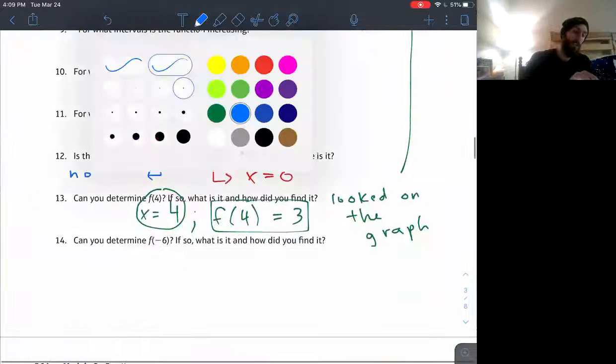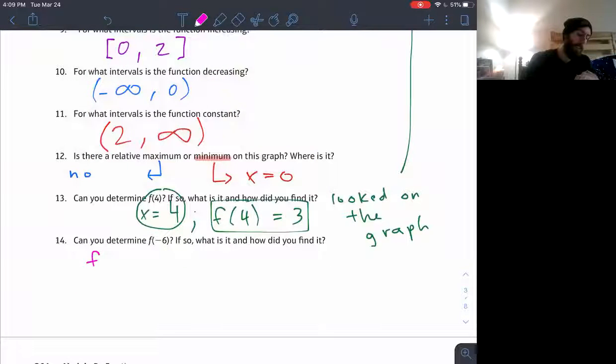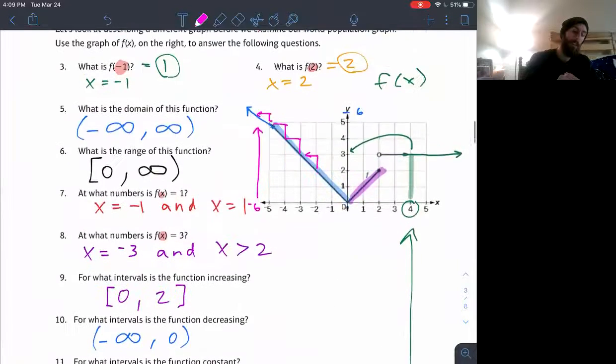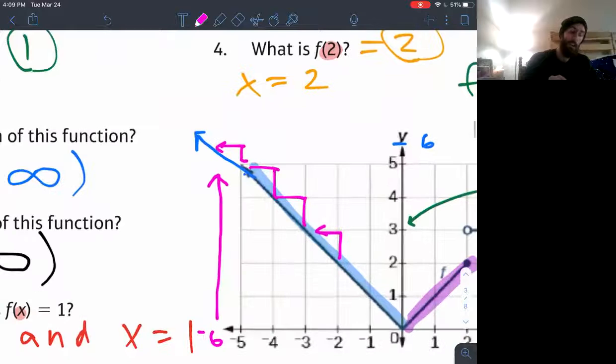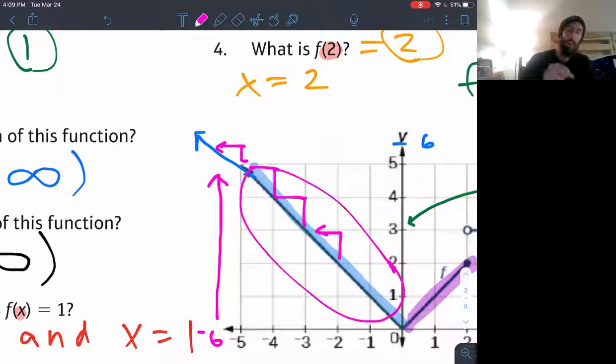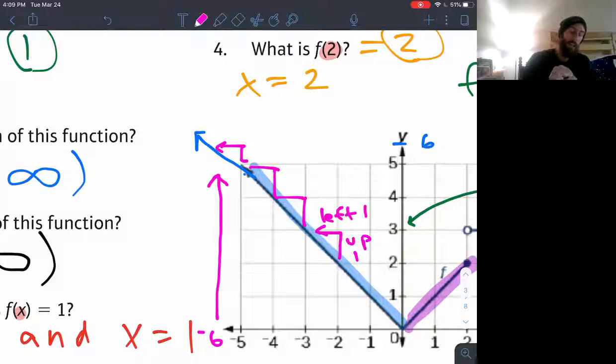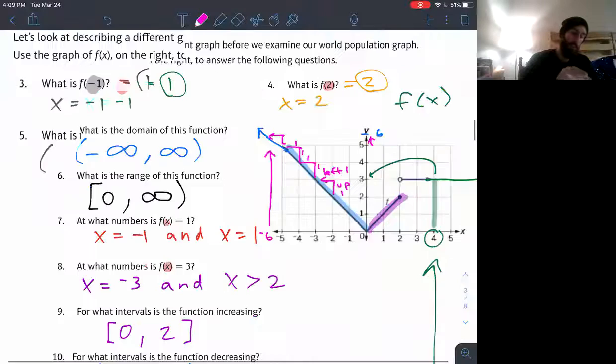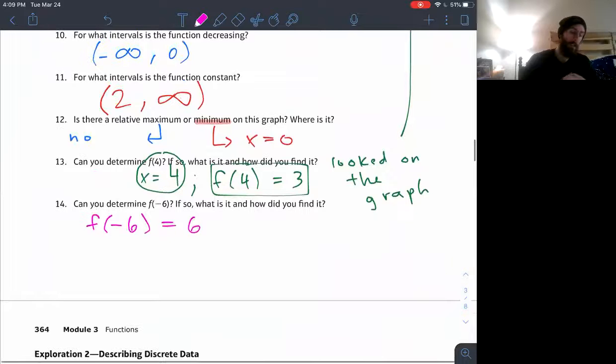So long story short, can you determine f of negative 6? Definitely, and that would be at a height of 6, because we used our knowledge of the rate of change of how this absolute value, this blue line, was changing, and that said it was going up 1, left 1. If this pattern continued like it did, once we went up 1 from 5, we would get to a height of 6, hence why our outcome is 6. How do we find it? We use the slope.